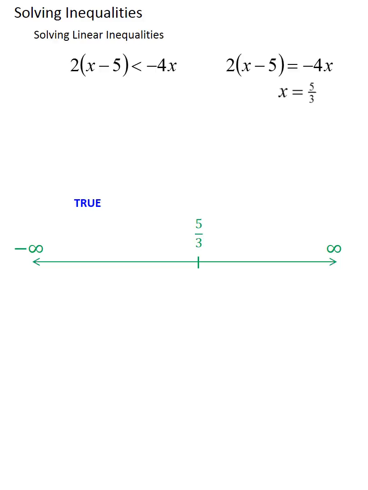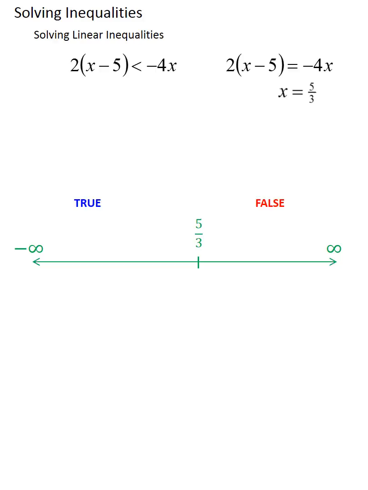Now let's pick a random number to the right of 5/3. 5/3 being 1 2/3 means I can pick 2 as my random number to the right. Well, if I plug 2 into my inequality, again not showing the algebra, I'll get this statement. But that isn't true. -6 isn't less than -8. Therefore, I not only know that the inequality isn't true when x is 2, I more generally know that the inequality isn't true for any number to the right of 5/3. So now I've discovered that everything to the left of 5/3 will make our inequality true. Everything to the right of 5/3 will make it false.